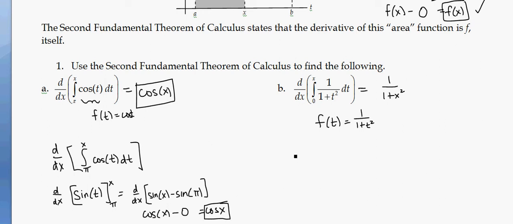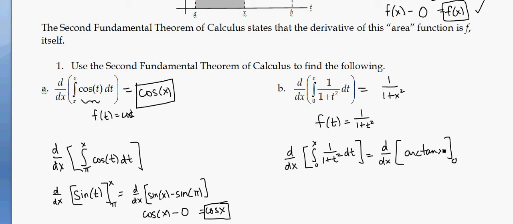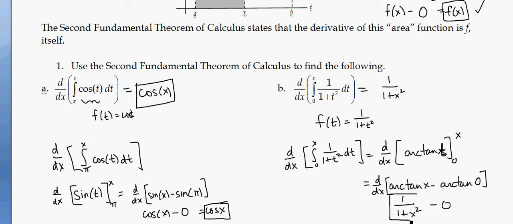Again, if you felt like you didn't really believe that and you wanted to use the first fundamental theorem of calculus to prove this to yourself, we could do that. We would have to recognize the antiderivative of 1 over 1 plus t squared. We'd have to recognize that that is just arctangent of t, evaluated between 0 and x. So we would apply the first fundamental theorem by plugging in the bound x minus plugging in the bound 0. Now the derivative of arctan of x is 1 over 1 plus x squared, and the derivative of this constant is 0. So again, we're left with 1 over 1 plus x squared.